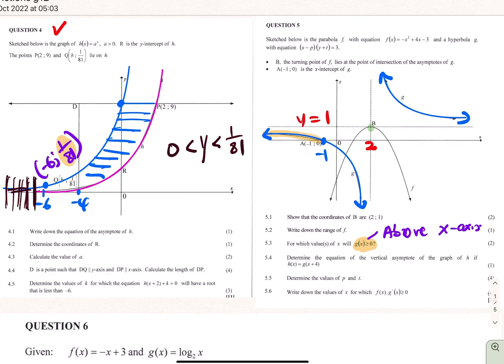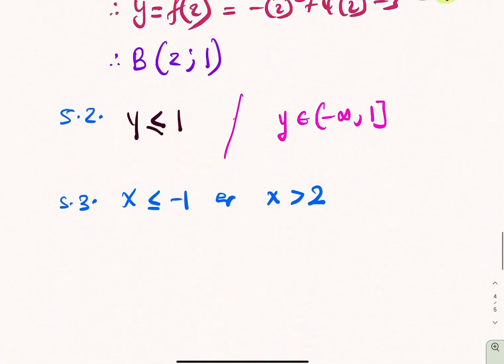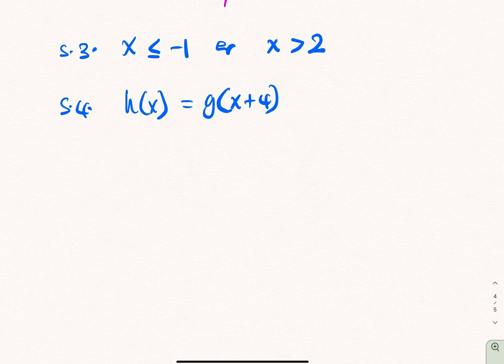They now say determine the equation of the vertical asymptotes of the graph of h if h of x is equal to g of x plus 4. They want the equation of the vertical asymptotes. So now you're going to think about it in this way, that you have 5.4. You are given h of x is equal to g of x plus 4. Think about it in this way. You need to understand what is happening on g first.